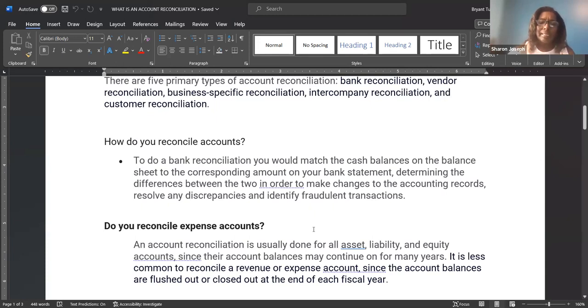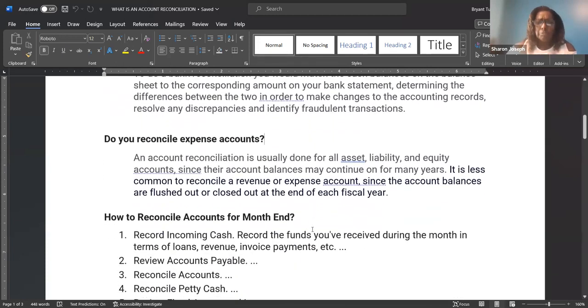Another question that I got was, do you reconcile expense accounts? How do you do that? You do not really reconcile an expense account per se. Most of the reconciliations that you do are usually for the asset, liability, and equity accounts. Since these are account balances that continue for many years, this is where you spend your time.